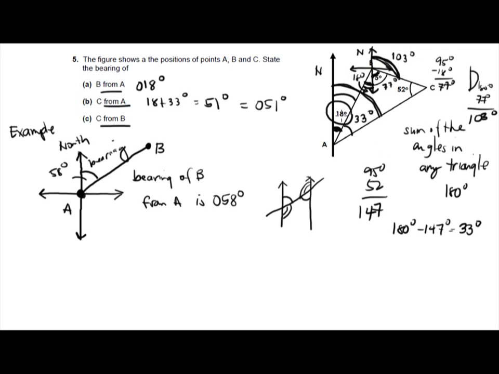I hope you were able to follow the solution. Just in case you find something confusing, go back to the part that created confusion and play it again until you understand it. I hope this video helped you to solve problems on bearing. So just to end the solution for letter C, the bearing is 103 degrees.